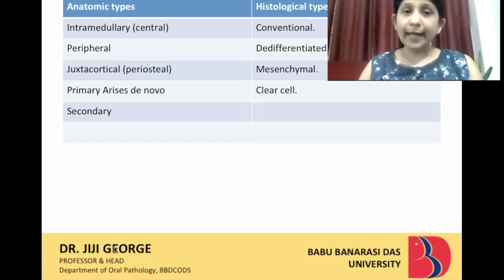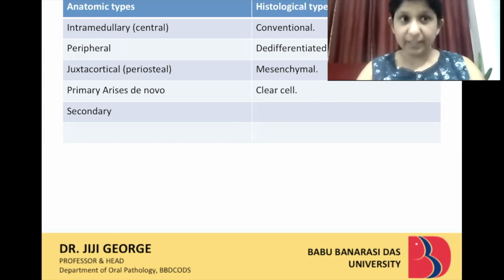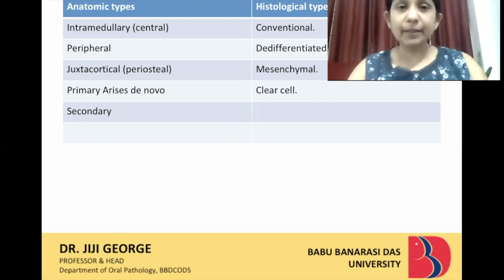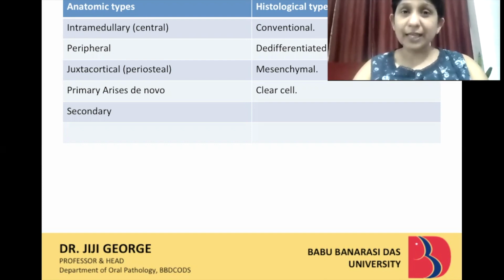Anatomically, we have different types of chondrosarcomas. When I say anatomically, I mean according to the site of origin of the chondrosarcoma, or where it is seen. The first type is intramedullary, that means inside the medulla, that is a central type. Central type is inside the bone. Whenever you hear the word central in case of these lesions, you know that it is intraosseous.